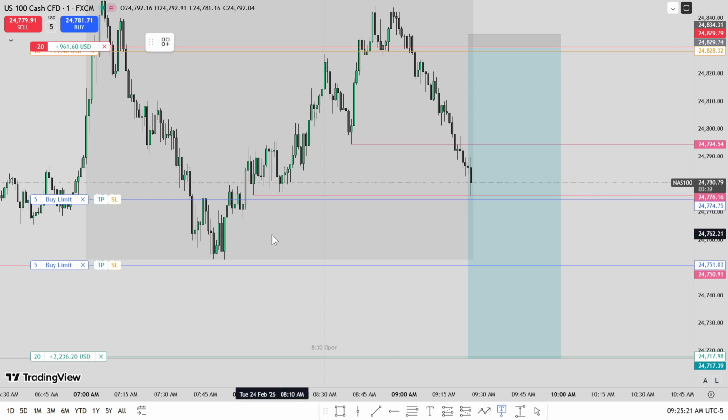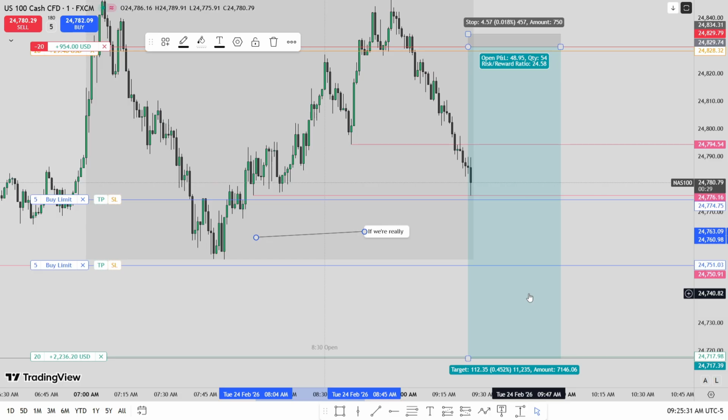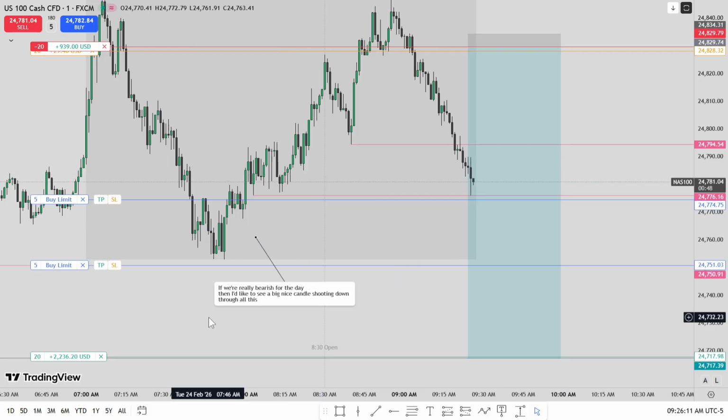You'll see those orders get filled, and here you can see me annotating that if we really want to go down, then we're probably going to see a huge, nice down close candle below these lows, and you will see it playing out in a moment.